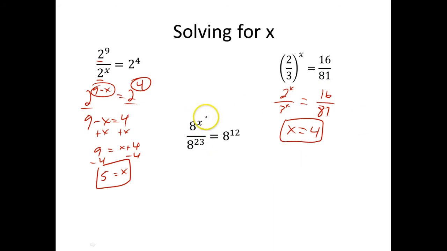Last one here, we're going to subtract these exponents because we have the same base on top and bottom. So we have 8 to the x, oops, 8, not x. We have 8 to the x minus 23 is equal to 8 to the 12th. So now I know that these exponents must be the same. So I have x minus 23 is equal to 12.